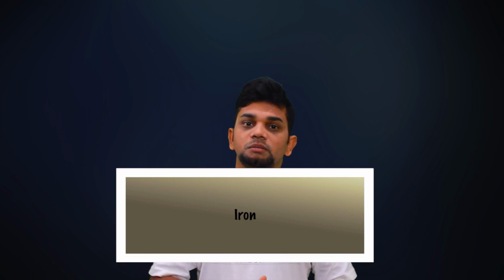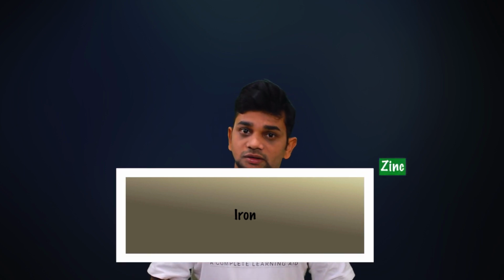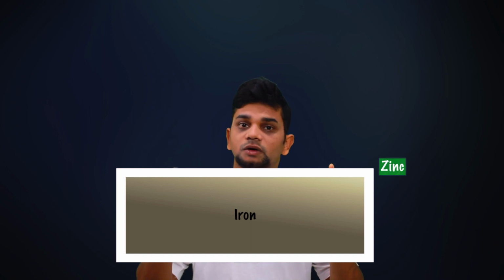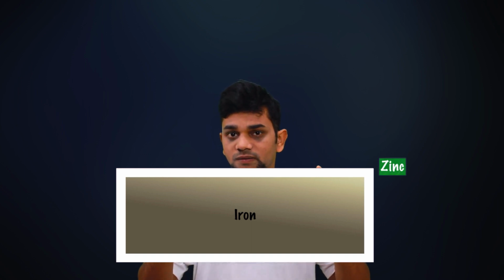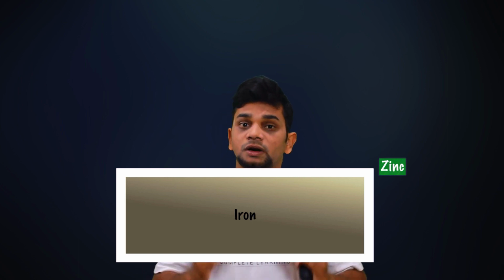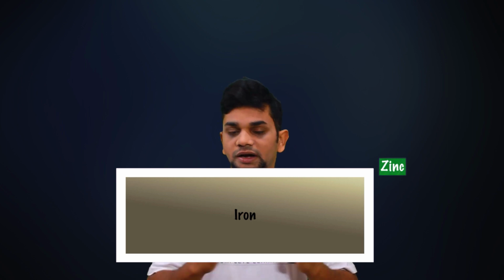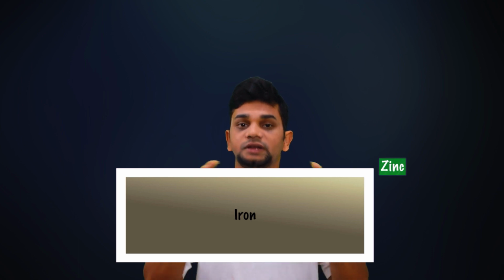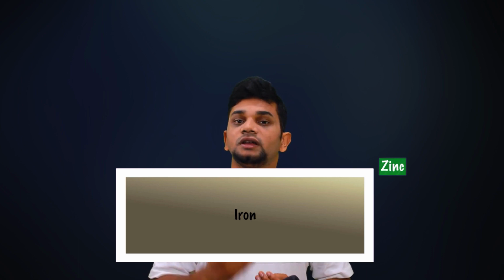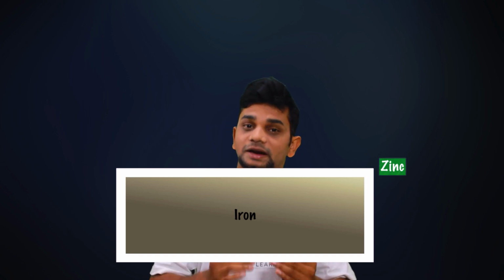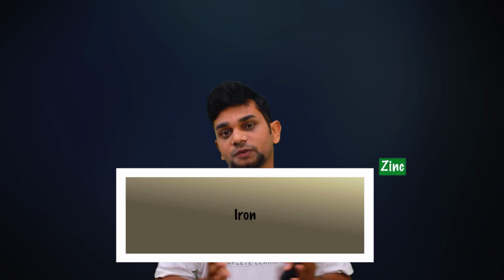Zinc is more reactive compared to iron. The element zinc is more reactive compared to iron. So when there is an interaction with the atmosphere, zinc will undergo corrosion, not iron. Iron is protected because of this zinc. It is also known as sacrificial protection because zinc is sacrificing its life for iron. So it is also known as sacrificial protection.